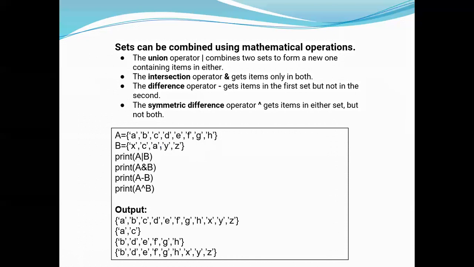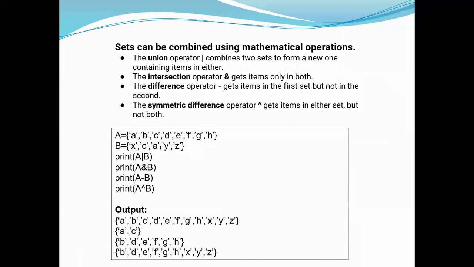Next comes the difference operator. So what is difference? A minus B is actually the difference. The difference between A and B is the elements in A which are not in B. The elements in A which are not in B. That's what the result is. A minus B represents elements in A which are not in B.